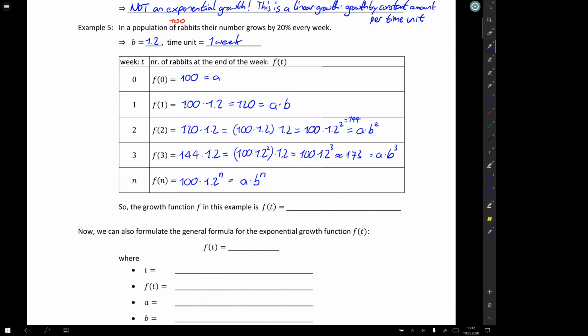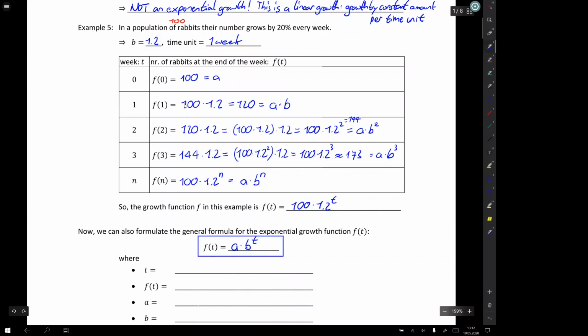So we have found that the growth function f of t in this example is just 100 times 1.2 to the power of t. Or in general now, we can formulate our growth function. Exponential growth is always a times b to the power of t. And then what is the meaning of a?